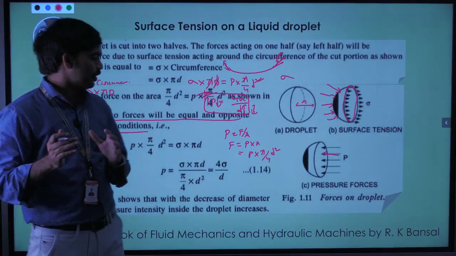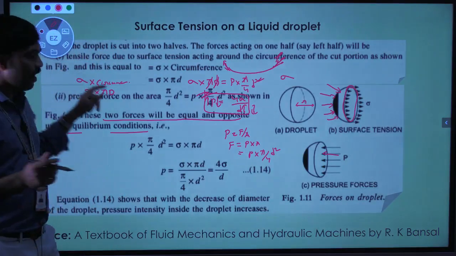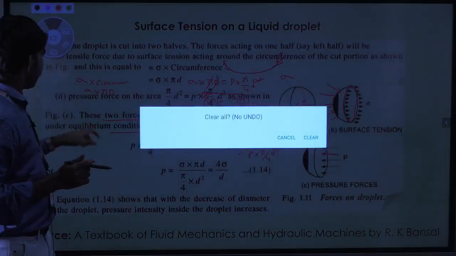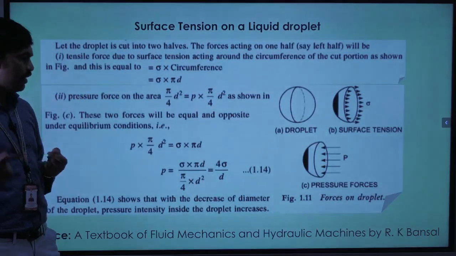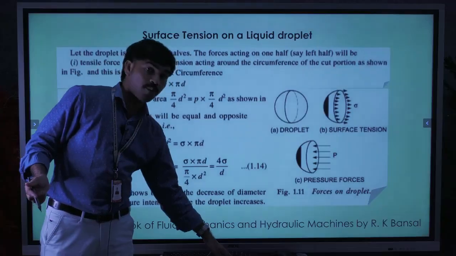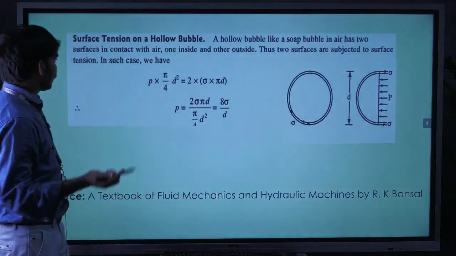So this is what you need to understand. I hope you understand this concept. Now we will try to solve some numerical problems, and also we will derive the expression for a soap bubble.